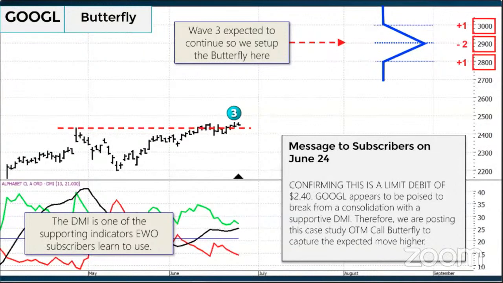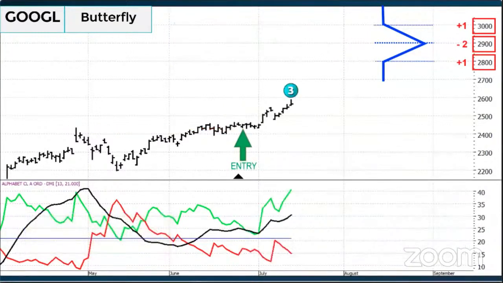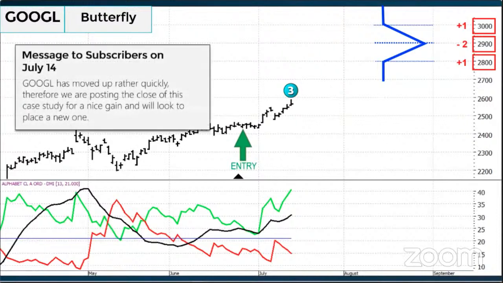Now, when you look at that risk graph, most people are used to the fact that the stock needs to stay within those wings to generate a gain. Not with an out of the money butterfly. An out of the money butterfly profits as the stock moves towards those wings. So there was our entry, breaking above that area of resistance. And as the DMI showed us, the stock was expected to move higher, and it did. And you can see how the DMI is confirming that move to the upside. Now, at this point in time, Google has moved rather quickly. Not normally what you would like with a butterfly strategy. But again, this is not an at the money butterfly.